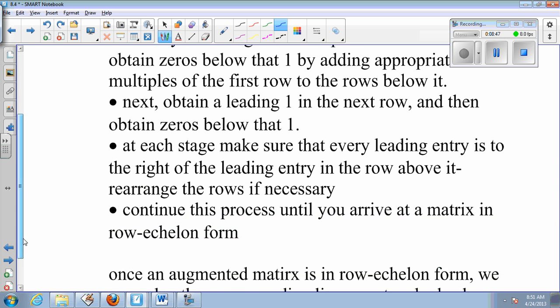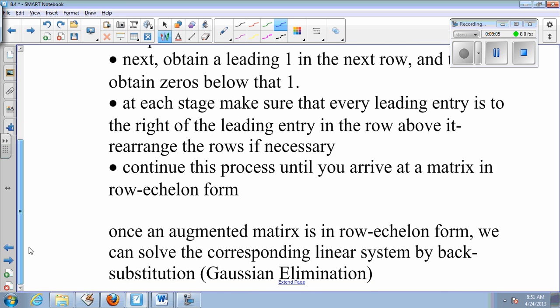At each stage, make sure that every leading entry is to the right of the leading entry above it. We can rearrange the rows if necessary. And you continue this process until you get into row echelon form. Once an augmented matrix is in row echelon form, we can solve the corresponding linear system by back substitution, which we called Gaussian elimination.